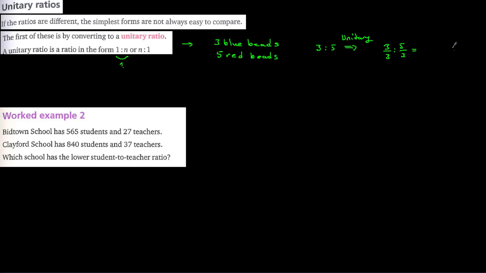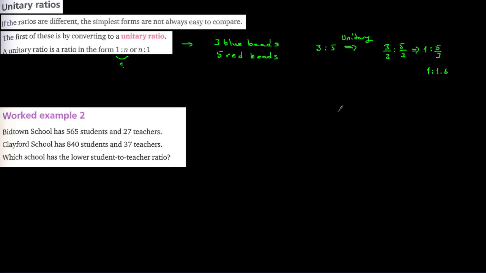The answer is going to be 1 to 5 over 3. This is approximately 1 to 1.6. So this is the way to get the unitary ratio. Also, this is the form 1 to n.